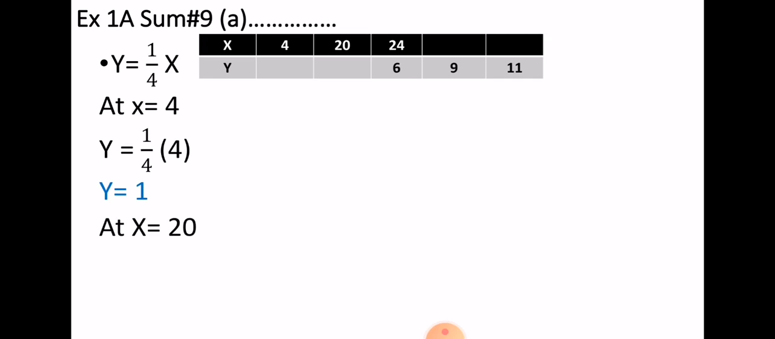Now put x is equal to 20. At x is equal to 20, y is equal to 1 over 4 into 20. Now 4 1s are 4 and 4 5s are 20, so y is equal to 5.